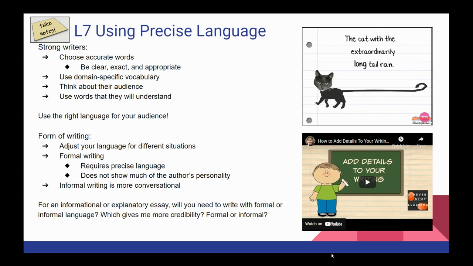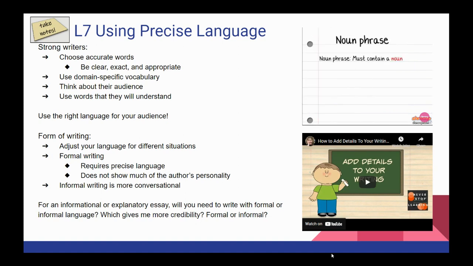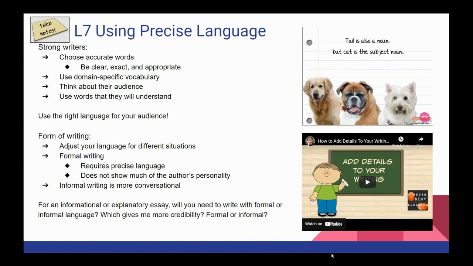The cat with the extraordinarily long tail is what's called a noun phrase because it contains, yes, a noun. The noun being cat. Yeah, tail is a noun too, but the cat is the subject here. Because without the cat, we'd just have a tail floating in space, which would really drive the neighbor's dog crazy.